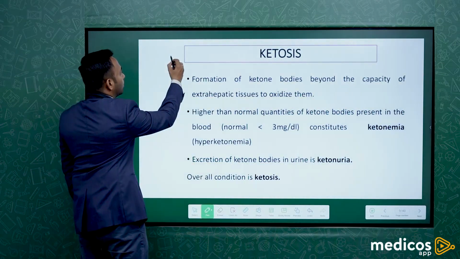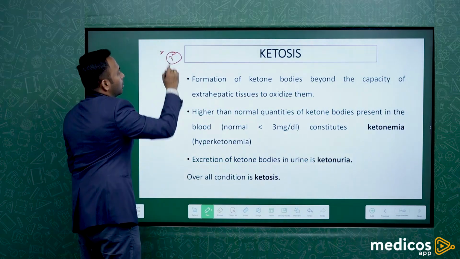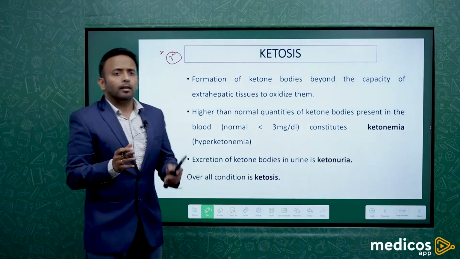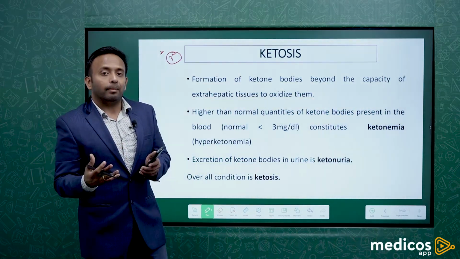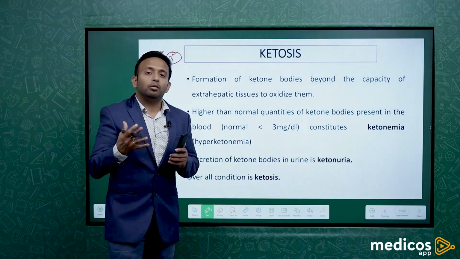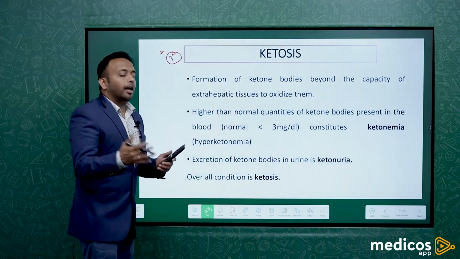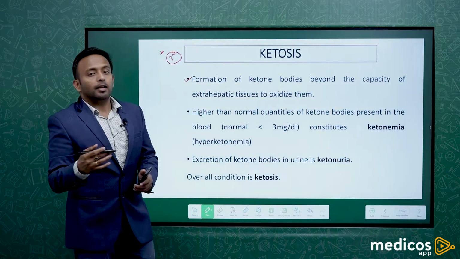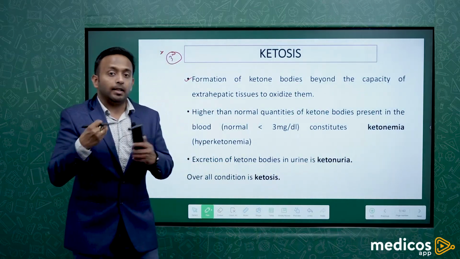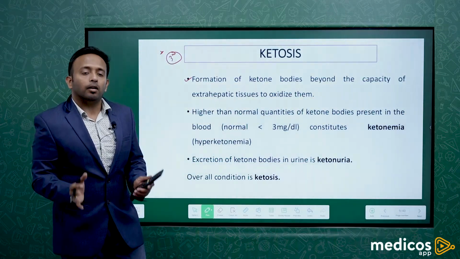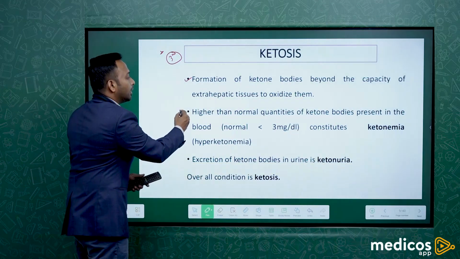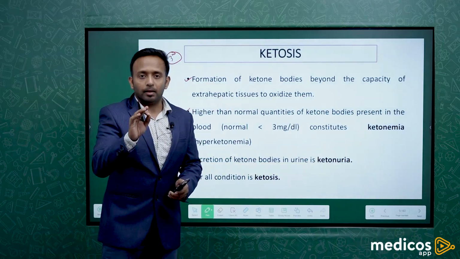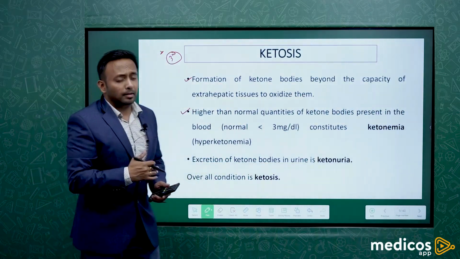Okay, next one more term called ketosis. This is an important 3-mark question in the exam. They can ask you to write about ketosis. Ketosis is a condition where you have a lot of ketone bodies beyond the capacity of your extrahepatic tissue to utilize. So what happens finally? You are accumulating it. As I told, the ketone bodies are beyond the capacity of the extrahepatic tissue to oxidize and utilize. So you have a lot of ketone bodies in your blood. There is increased levels of ketone bodies in the blood, that is called ketonemia. Ketonemia means the ketone body concentration in the blood is increased.